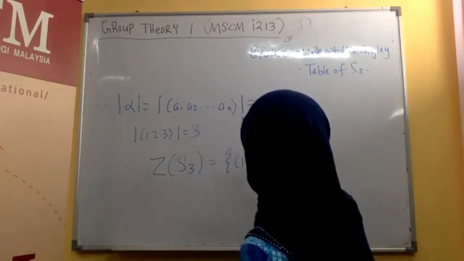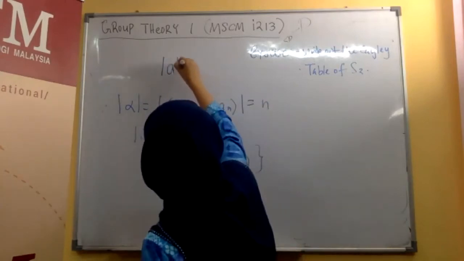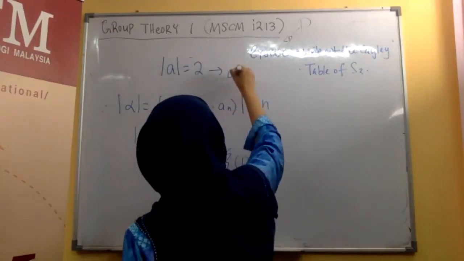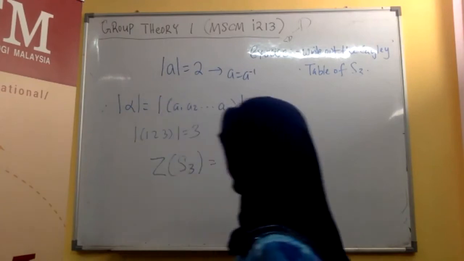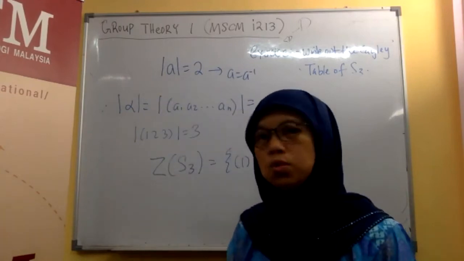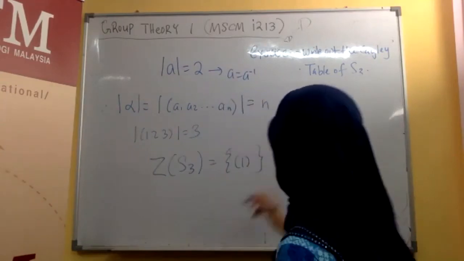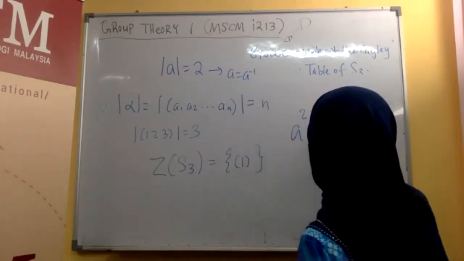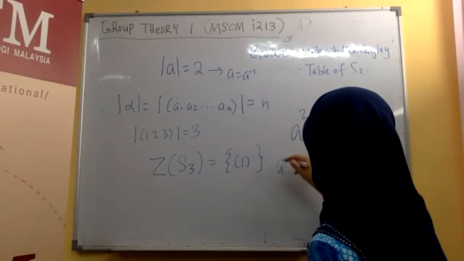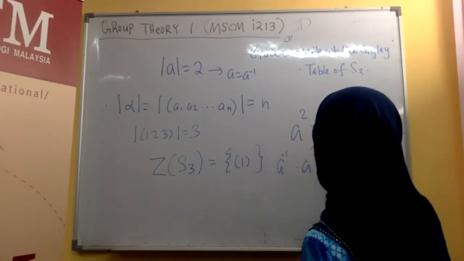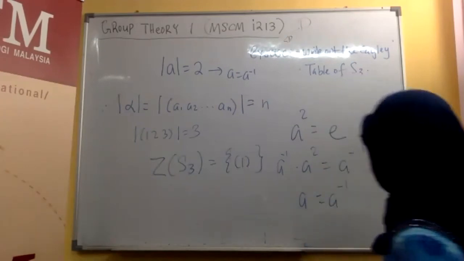So one thing that I didn't mention last time is that if the order of an element is 2, it is its own inverse. And why is that? It's very easy, right? So you multiply both sides by a inverse, right? Okay. a is a inverse.